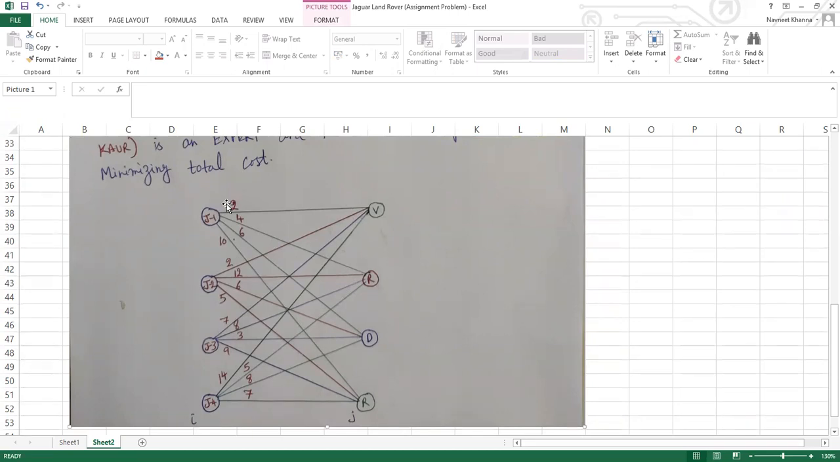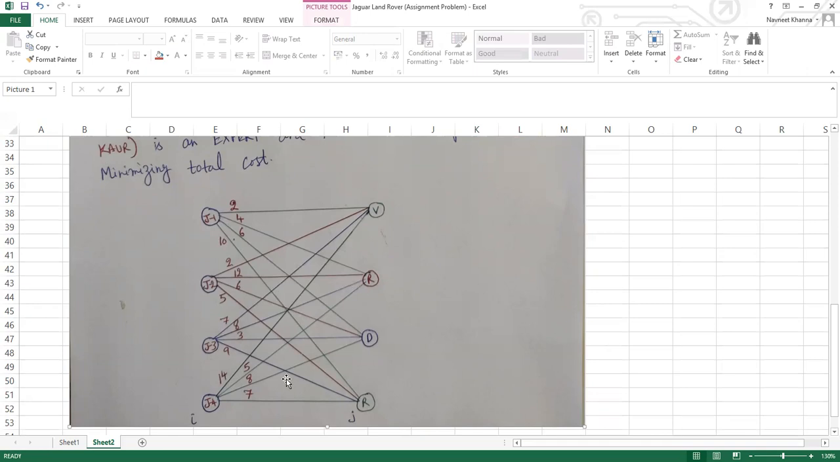The objective was to minimize the sum over i, sum over j, Cij into Xij, subject to two constraints. One was that the sum over i of Xij is equal to 1 for every j, meaning job 1 can be assigned to Viraj, job 2 can also be assigned to Viraj, job 3 can also be assigned to the first engineer. Similarly, job 4 can be assigned to the first engineer. Similarly, these 4 jobs can be assigned to the second engineer, also to the third. It can be assigned to any one of these.